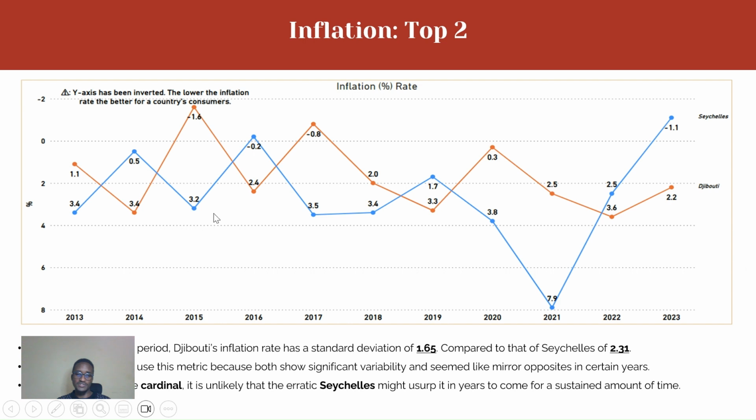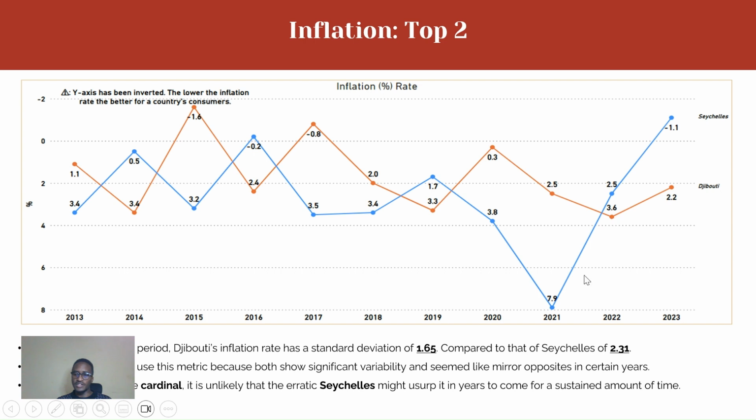So take, for instance, 2015, Djibouti had a negative inflation rate, and then Seychelles went really high. So for Seychelles, when it's had very poor rates, it's been really poor compared to Djibouti. And then you've got situations where it was low. So let's take negative 0.2. It hasn't been as low as the lows for Djibouti. So you can see Djibouti is negative 1.6 as the best rate across the board, and Seychelles has had 7.9 as the worst, compared to something like 3.6 here for Djibouti.